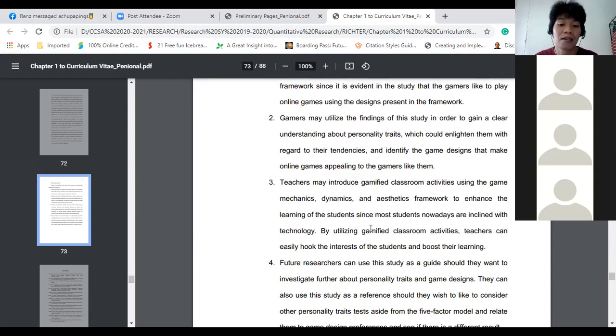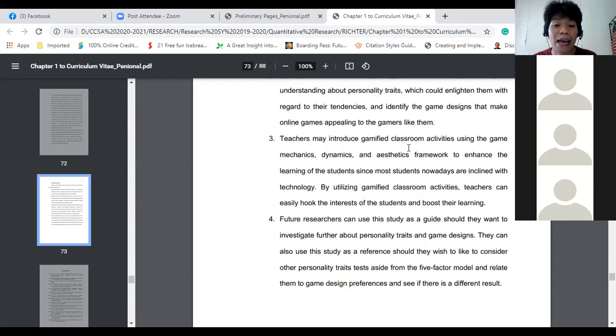Then teachers may introduce gamified classroom activities using the game mechanics, dynamics, and aesthetics framework to enhance the learning of the students since most students nowadays are inclined to technology. By utilizing gamified classroom activities, teachers can easily hook the interest of the students and boost their learning.